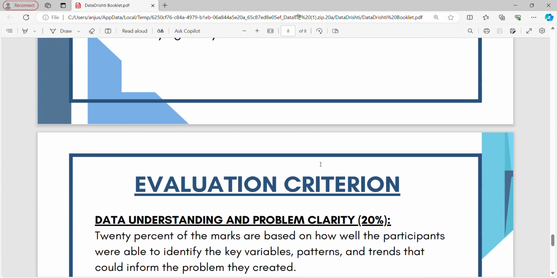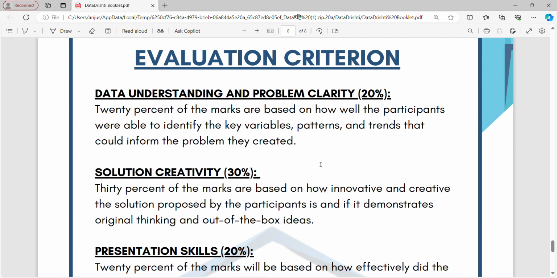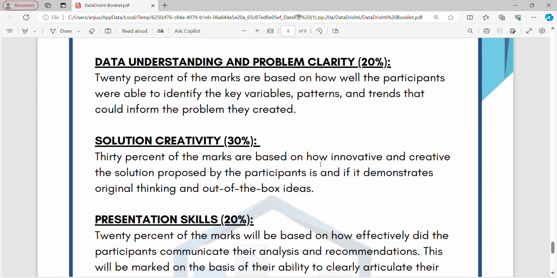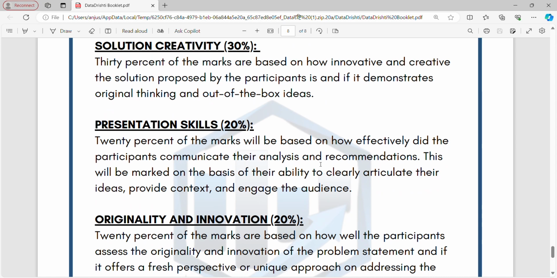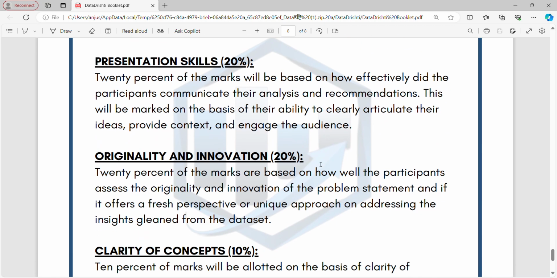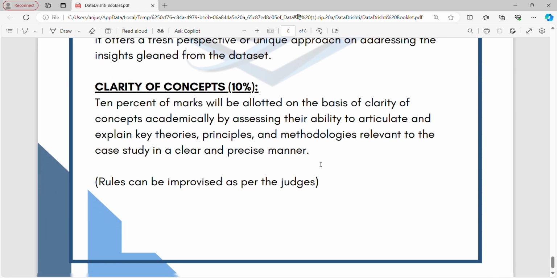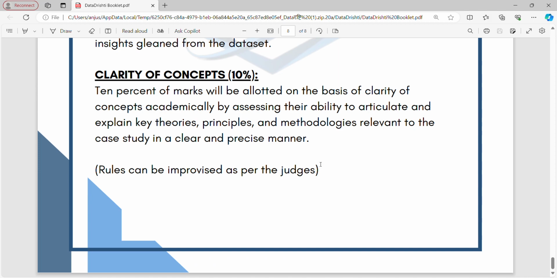Okay. And the evaluation criteria: data understanding and problem clarity, 20%. Solution creativity, 30%. Then presentation skills, 20%. Originality and innovation, 20%. Clarity of concepts, 10%. Okay, now let's check the data.